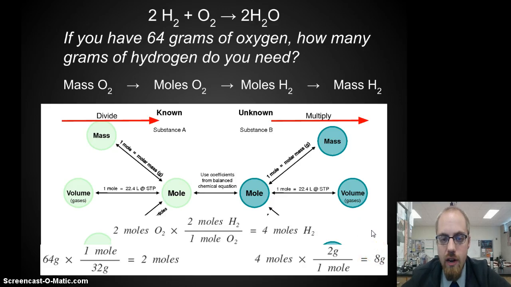And so to answer our initial question, if we have 64 grams of oxygen, how many grams of hydrogen do you need? We would simply say we need 8 grams. And Mole Island doesn't get any harder than this. This is all of stoichiometry, and really this is just about all there is.